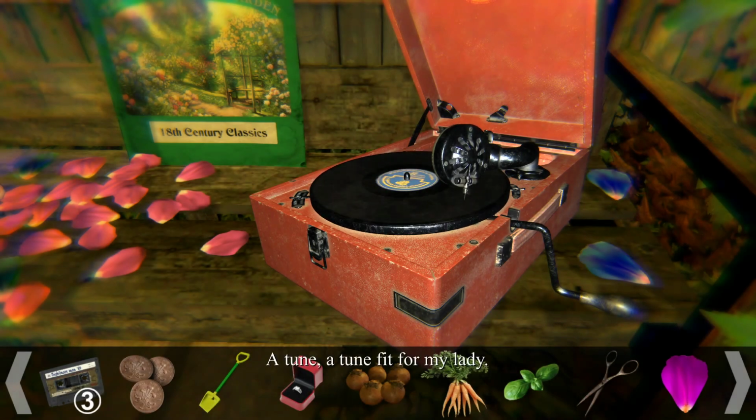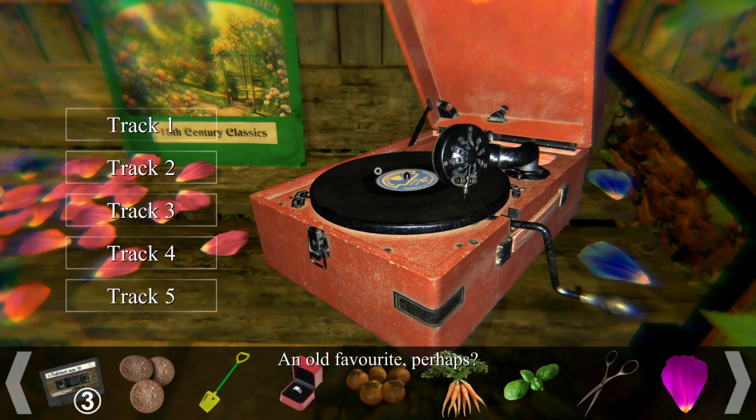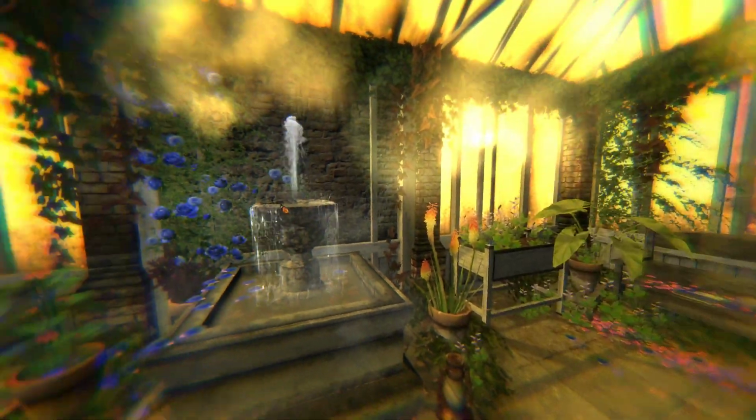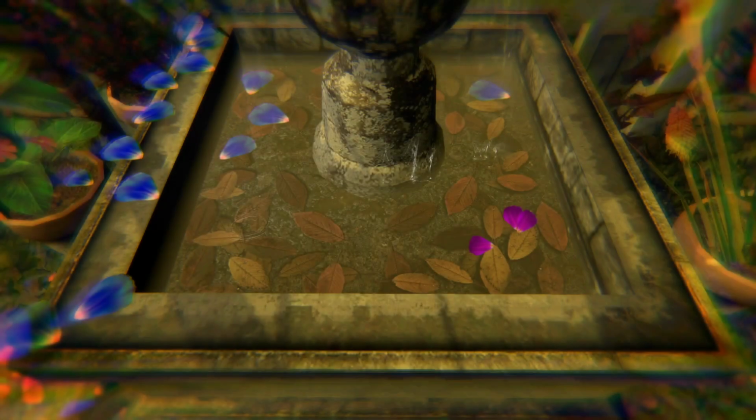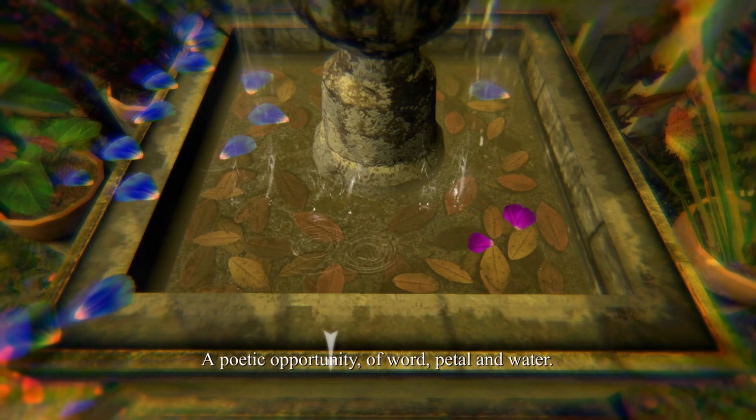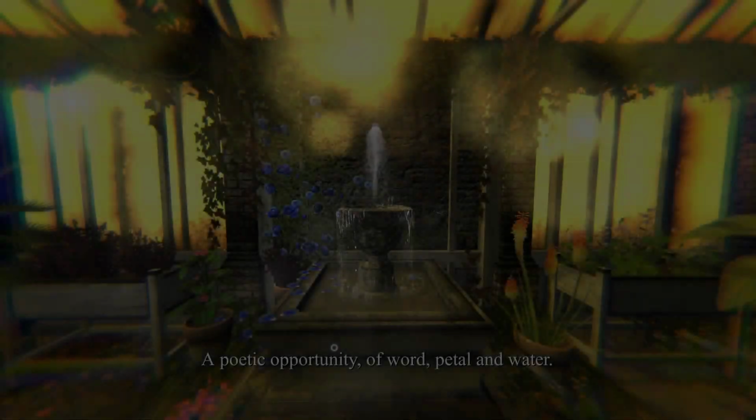A tune fit for my lady. An old favorite, perhaps. A poetic opportunity of word, petal, and water.